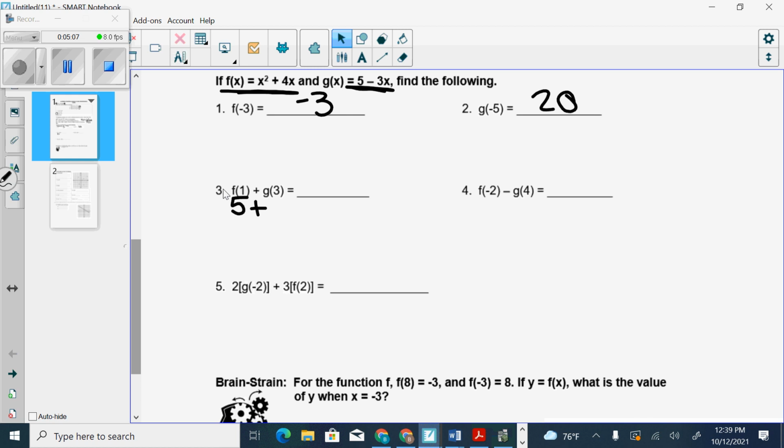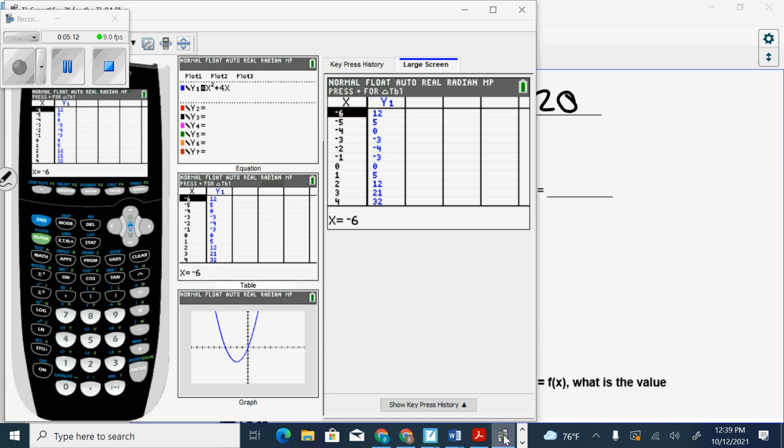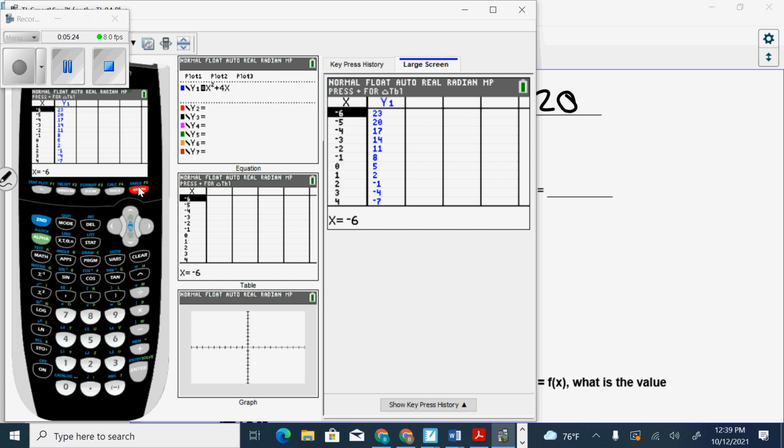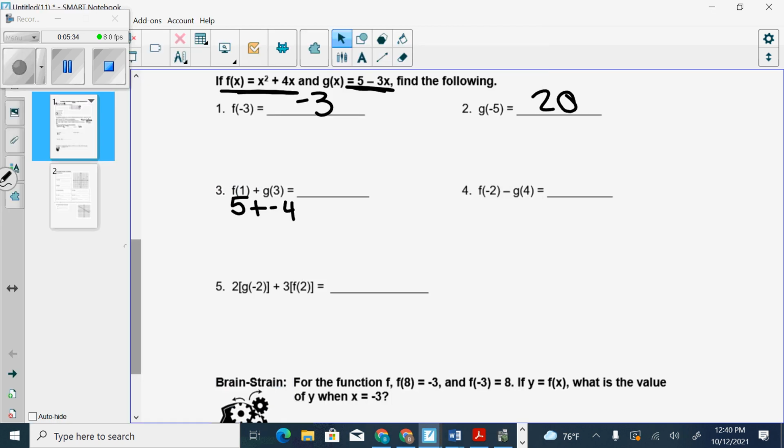And I'm supposed to add that to g of 3. So I'm going to go back into my graphing calculator and change my rule to g, which was 5 minus 3x. Second graph. They wanted g of 3, and when I look at 3, what's y? Negative 4. So I really have 5 plus negative 4. And what is 5 plus negative 4? So there's my answer for number 3.